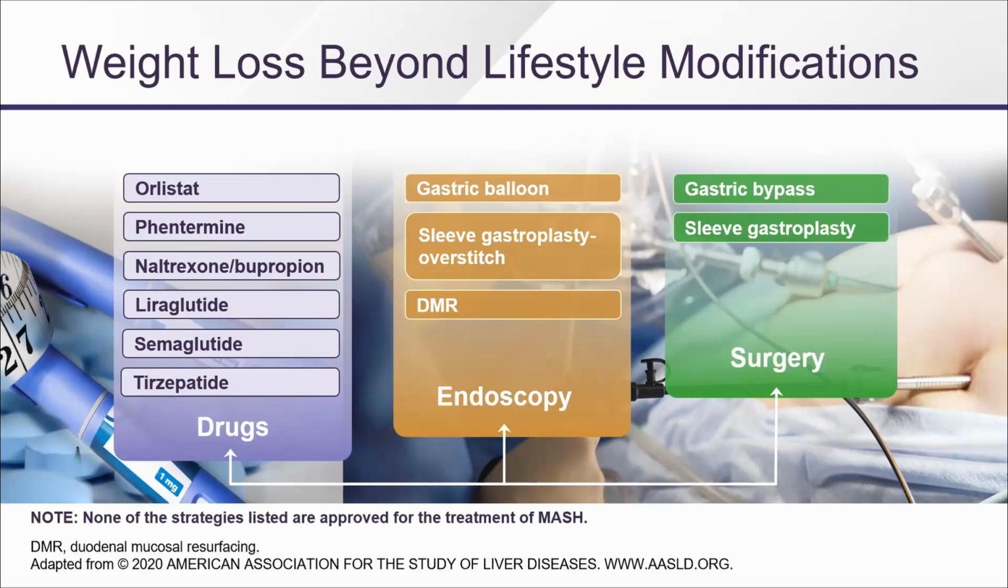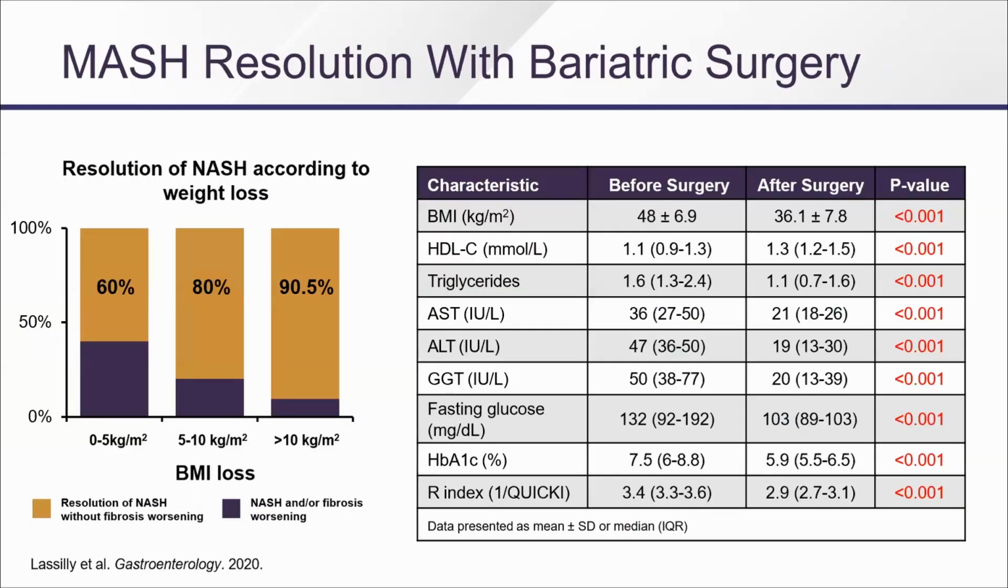And so the first data came from bariatric surgery, and bariatric surgery works, and it works simply. You lose weight and it gets better. You don't lose weight, doesn't get better. There is no mechanism beyond that. The bariatric surgeons talk about hormones and everything else, but the data is quite clear. The resolution of MASH is directly proportional to the amount of weight loss. And of course, the more you lose weight and the more durable it is, the better it is. Simple.